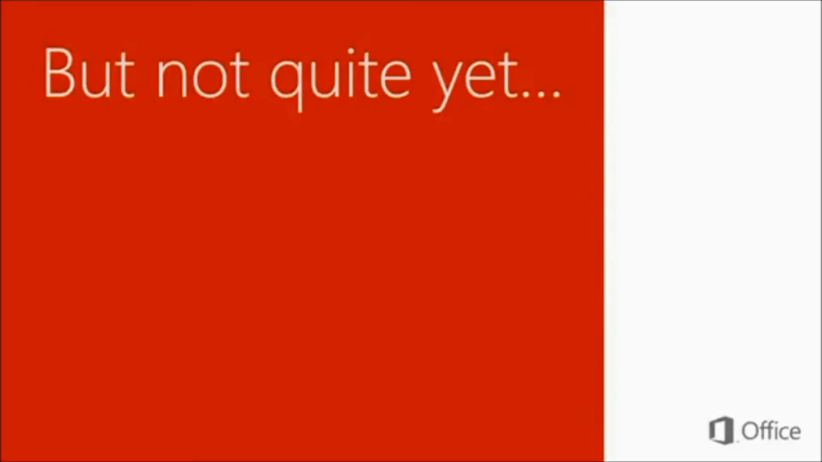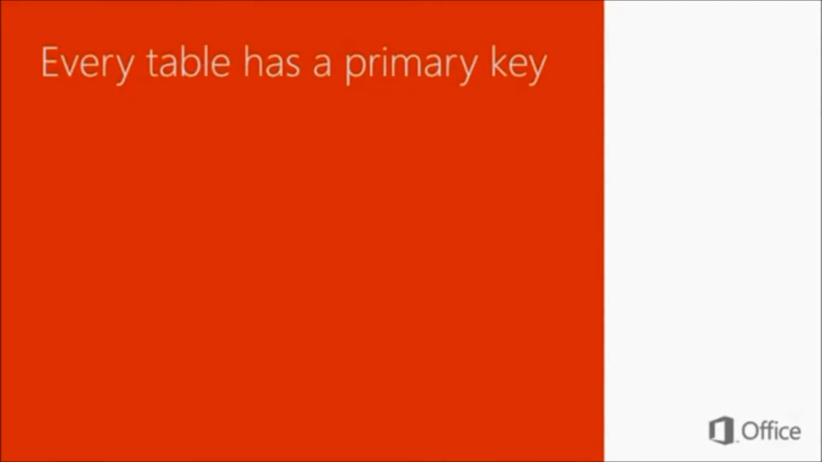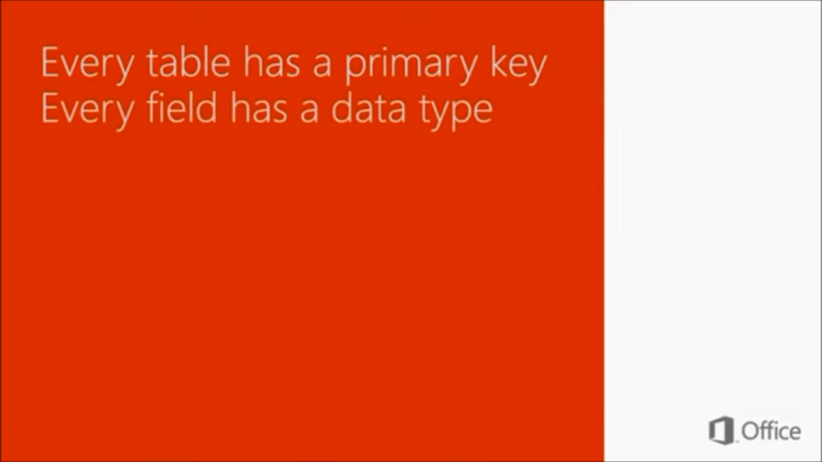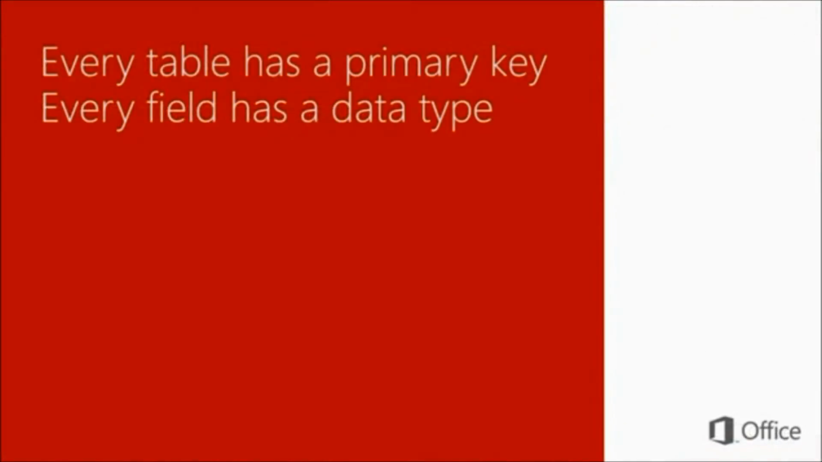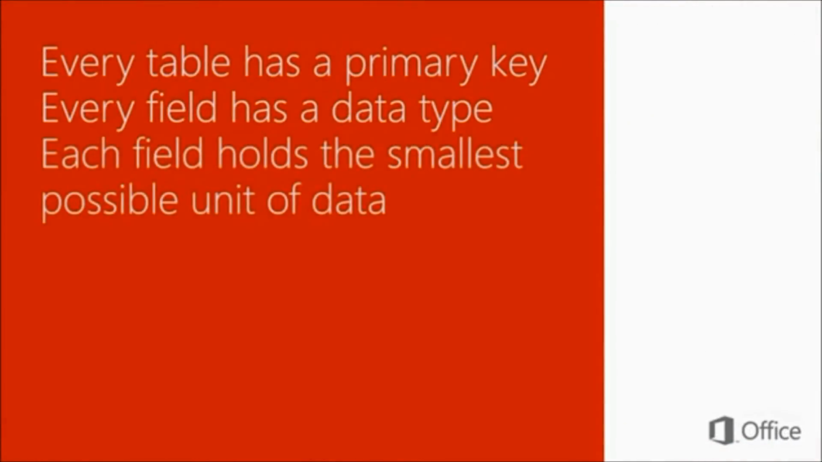Let's revisit the design principles we've covered here. Every table has a primary key, every field has a data type, and did you notice how I broke the names into first and last? That's another rule. Each field holds the smallest possible unit of data. So keep going and we'll build the second table.